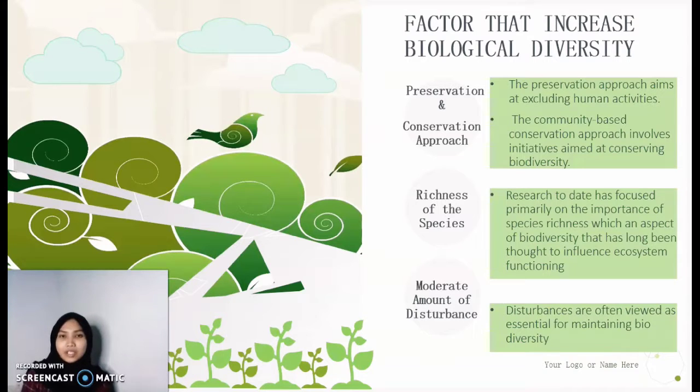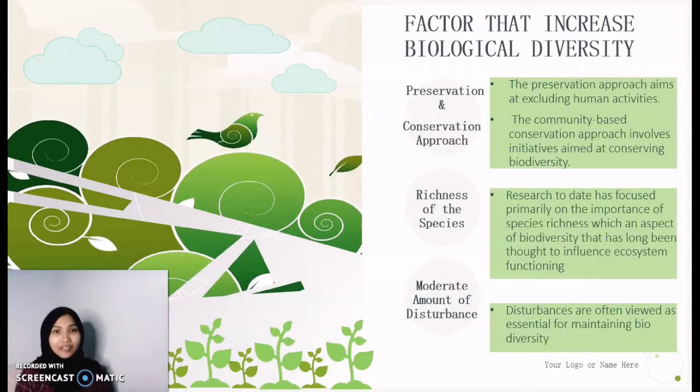The community-based conservation approach was proposed to address the problem associated with excluding human activities from the park. It also involved initiatives aimed at conserving biodiversity in the park, but also letting local people benefit from the park. So from these two approaches, we know that biological diversity can be well maintained.